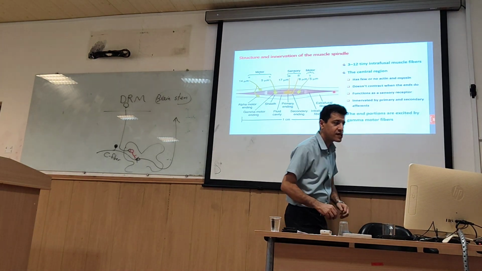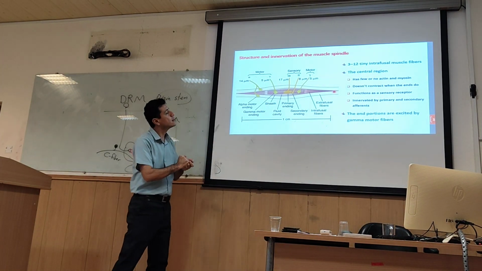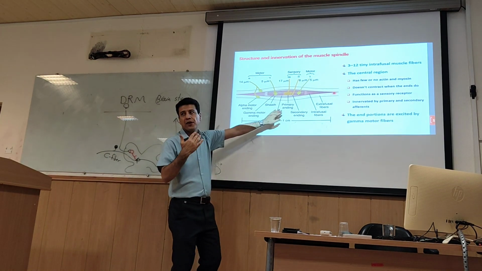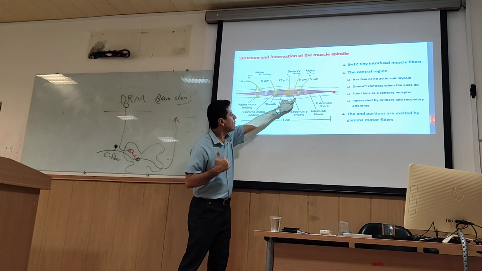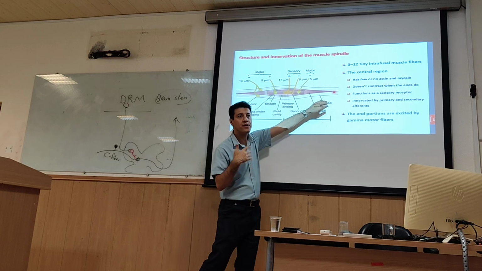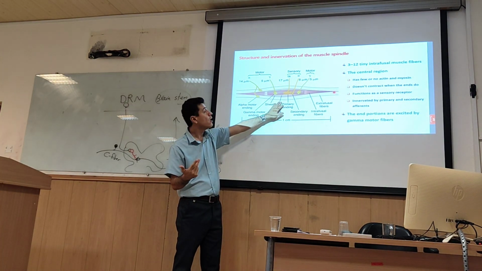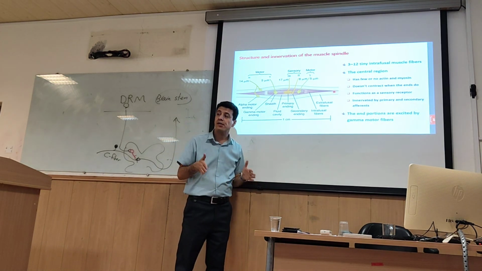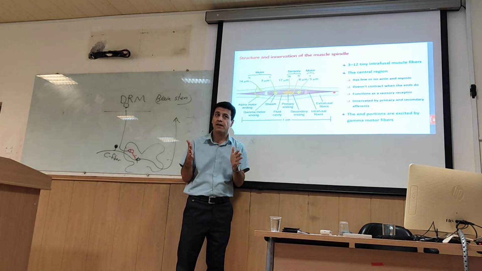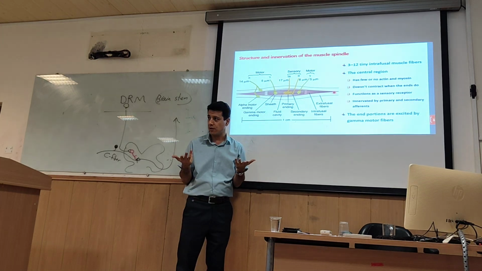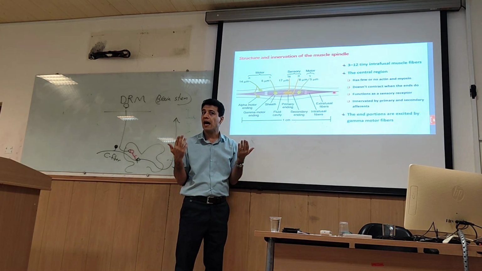So now let's see the muscle spindle. Just like this. First, we have muscle fibers, right? Principal muscle fibers, or we call them extrafusal fibers. They are the main fibers in a muscle. They contract, they provide a force of contraction. They are innervated by alpha motor neurons.